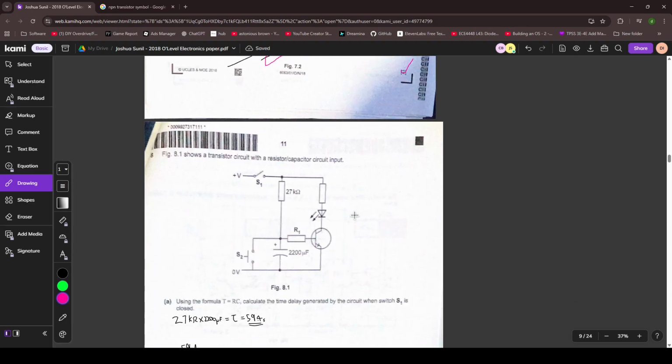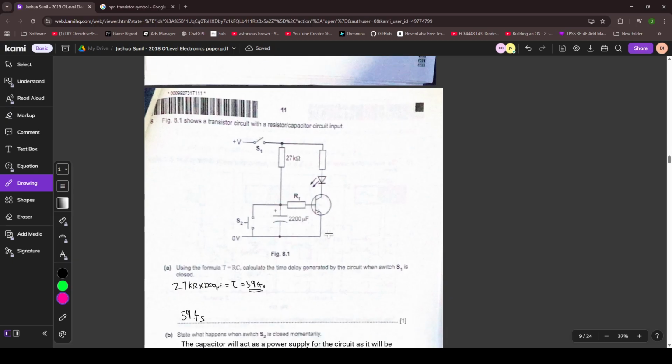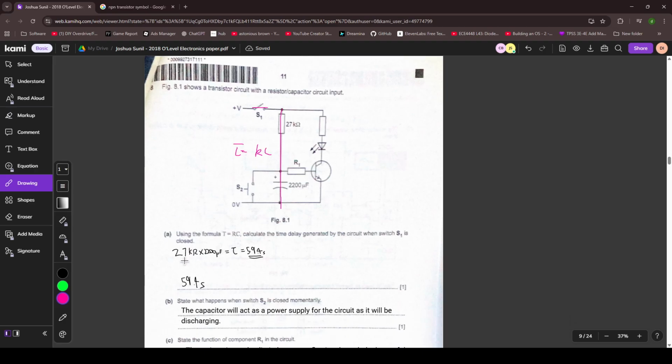So let's move on. Question 8, I think, shows a transistor circuit with a resistor capacitor circuit input. Okay, yeah, this is our syllabus. Using the formula tau equals RC, calculate the time delay generated by the circuit when switch S1 is closed. So when S1 is closed, this is an RC circuit as you can see here. So tau is equal to RC. So 27k ohms times 2200 picofarads. So if you do the math, if he did the math right, then he's right lah.